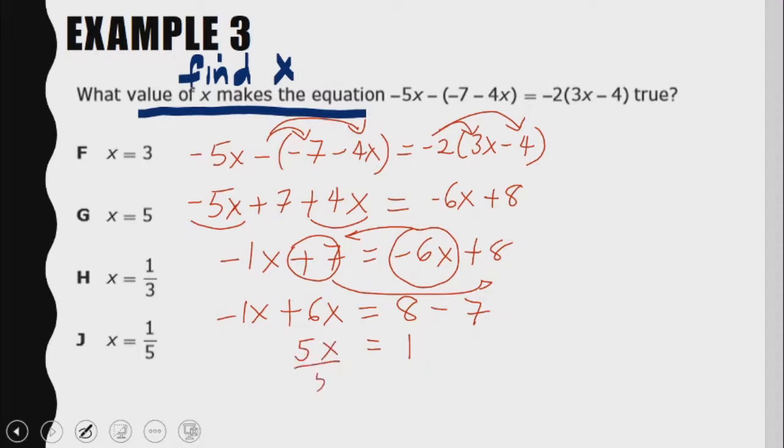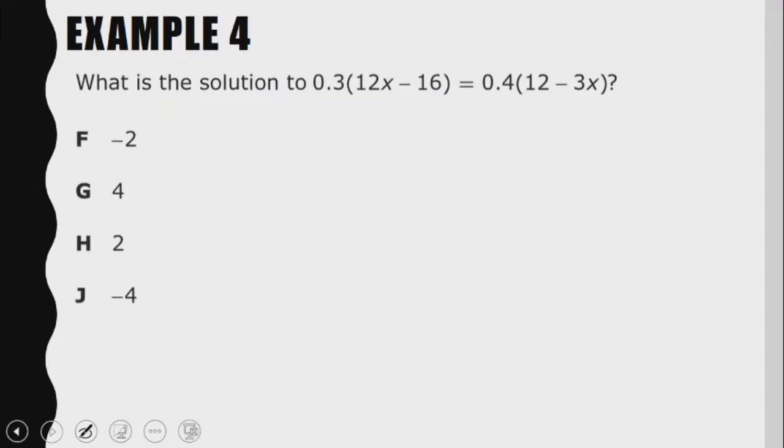We need to divide by 5 on both sides to be able to solve for x. So in this case, our x equals 1 over 5. That means J is the correct answer. So for number 4, this also is very easy.